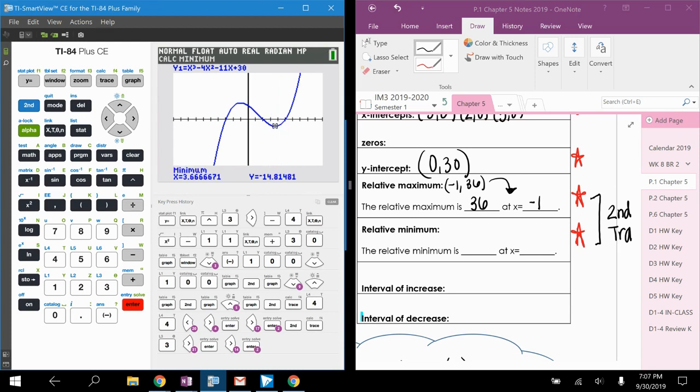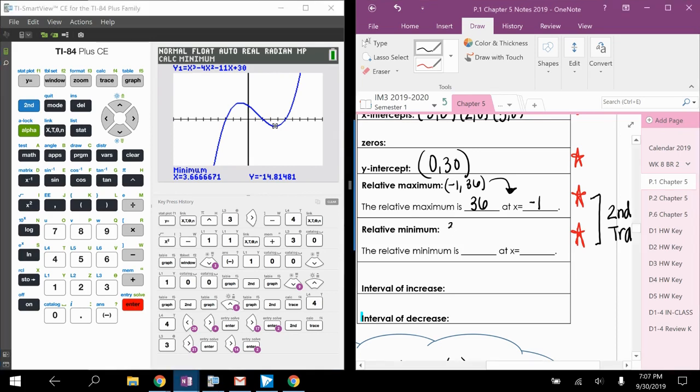And there you go. Your relative min is at 3.66, blah, blah, blah, at y equals negative 14.8. So I'm just going to round it. Our relative min is going to be at 3.7, okay, because 3.66 rounded is 3.7, comma, negative 14.8. Now remember, when you're talking about the value, the relative min value, it's always the y value, so negative 14.8. And that's located at the x value of 3.7. Okay.